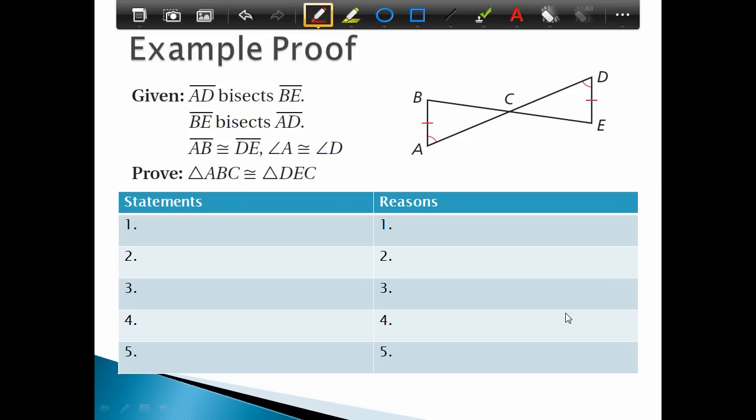We have our goal. We are trying to prove in this picture that triangle ABC is congruent to triangle DEC. We can't jump straight to that. We have to walk step by step. How do we actually know that that's true? I can look at them and say, yeah, they look like they might be congruent. But we've got to think about how we're going to prove that.